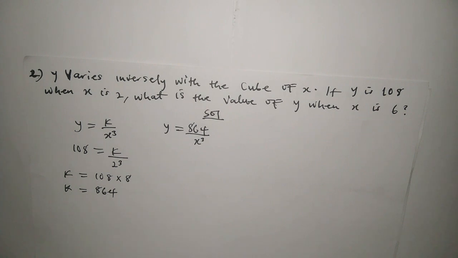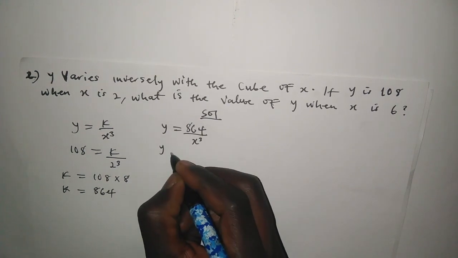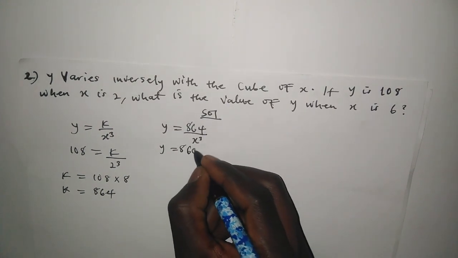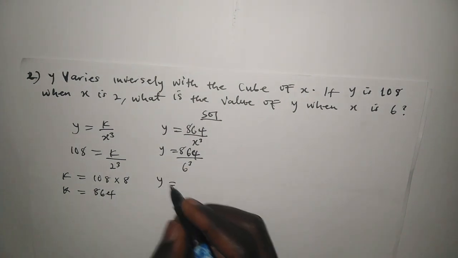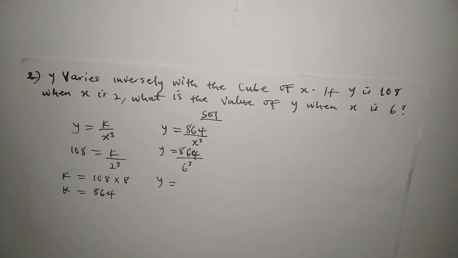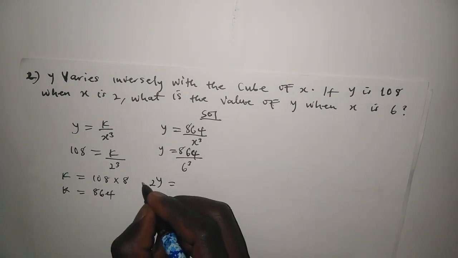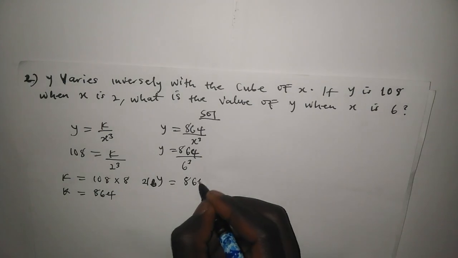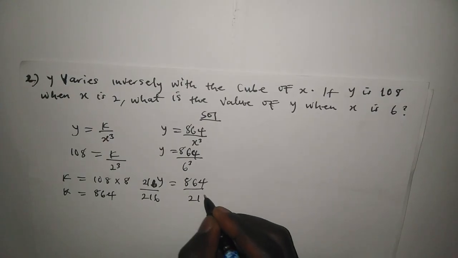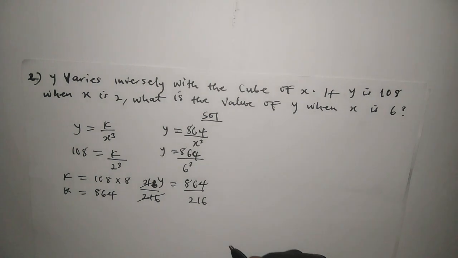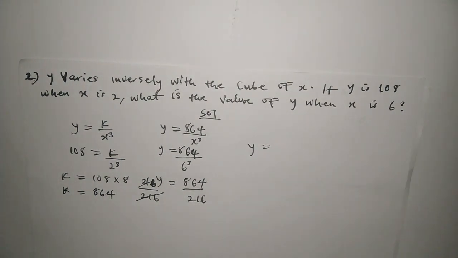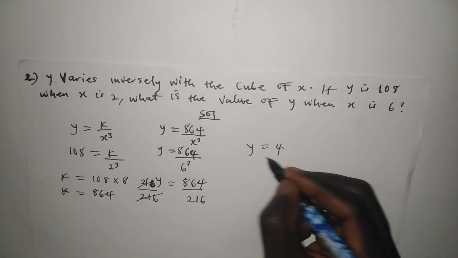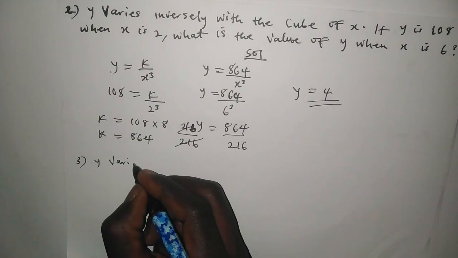Now the question says what is the value of y when x is 6? So y is equal to 864 all over 6 cube. When you cross multiply, we have 6 cube, which is 216. 216y is equal to 864. Divide both sides by 216. 216 cancels 216. Y is now equal to 864 divided by 216. And what you have is 4.